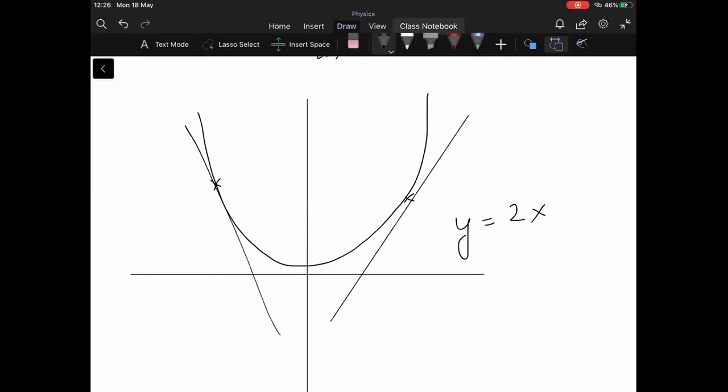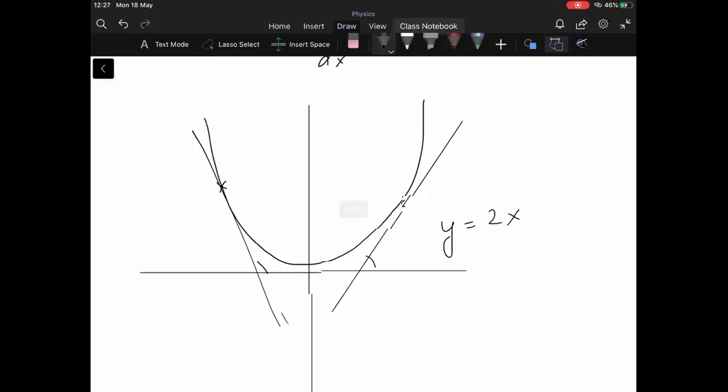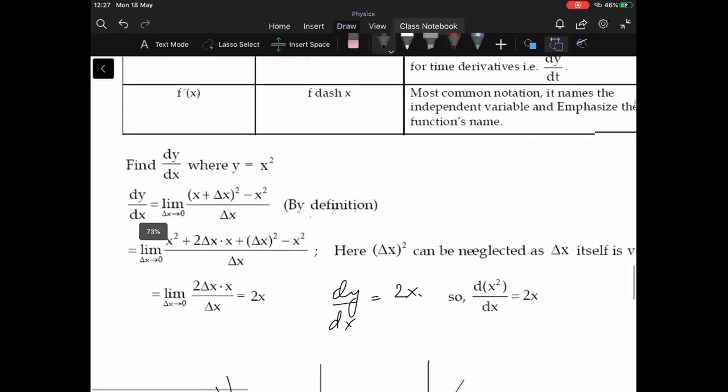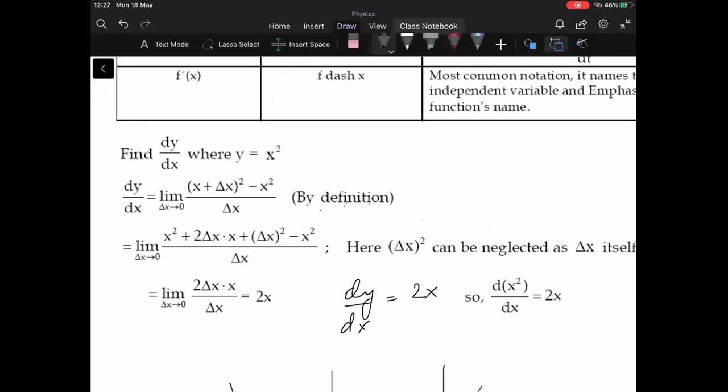If x is positive, slope is positive. If x is negative, slope is negative. Is it clear? So this is one simple example that we have learned today about finding the differentiation of different functions.